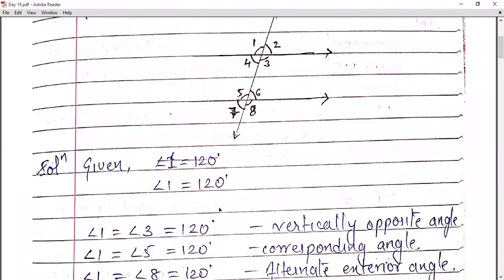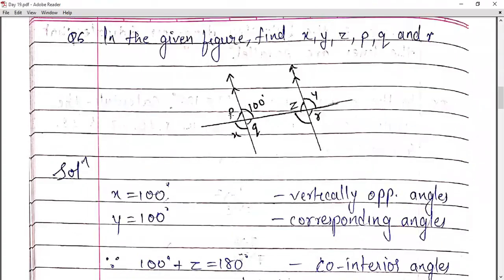Now let us see which other angles are equal to angle 2. Angle 2 and angle 4 are vertically opposite angles. Hence, angle 4 will be equal to 60 degrees. Angle 2 is equal to angle 6 as they both are corresponding angles. Hence, angle 6 will be equal to 60 degrees. Also, angle 2 and angle 7, they both are alternate exterior angles. Hence, angle 7 will be equal to 60 degrees.